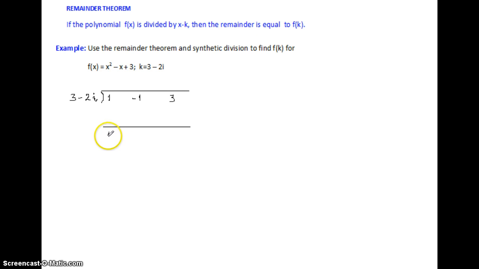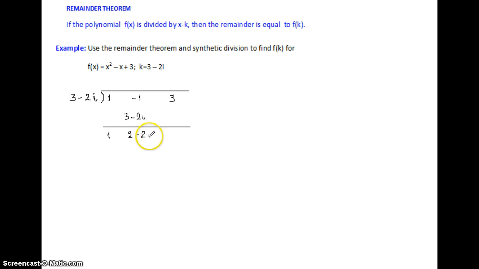I'll bring down 1 here. I have to multiply k by 1. 3 minus 2i times 1 will be 3 minus 2i. Now we have to add the two numbers in the second column. We add the real parts. 3 minus 1 is just 2, and minus 2i.